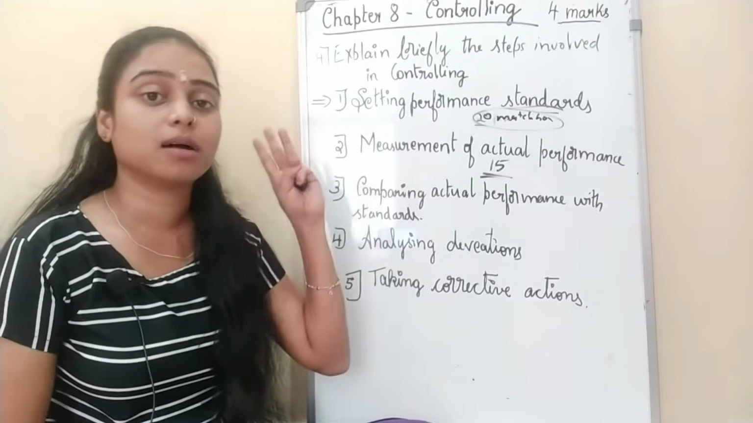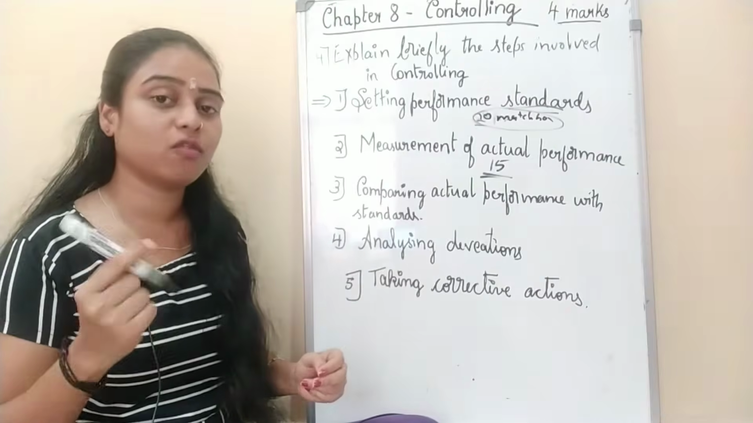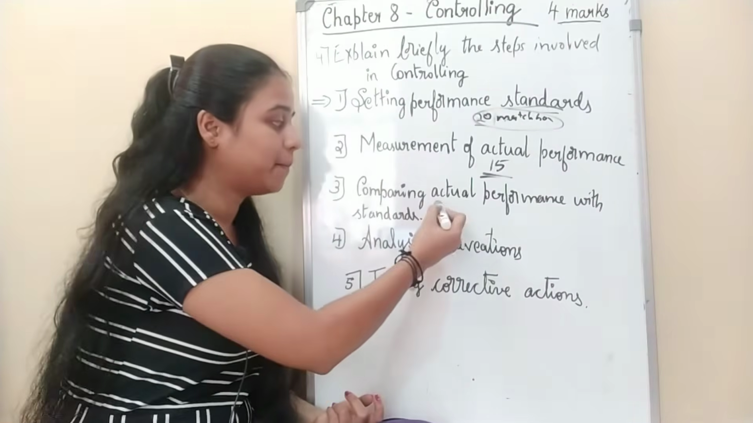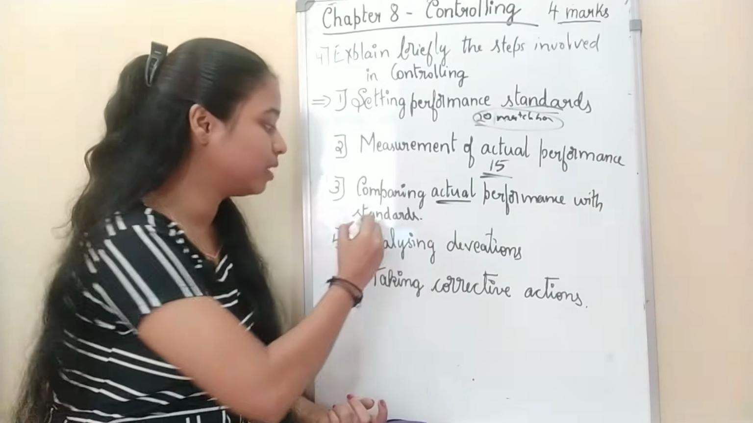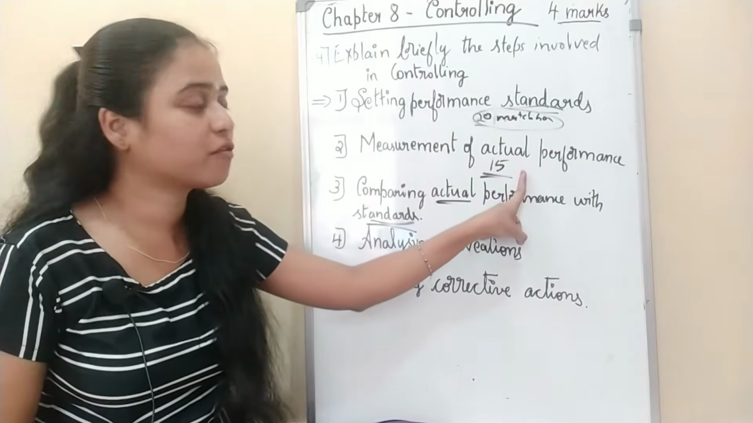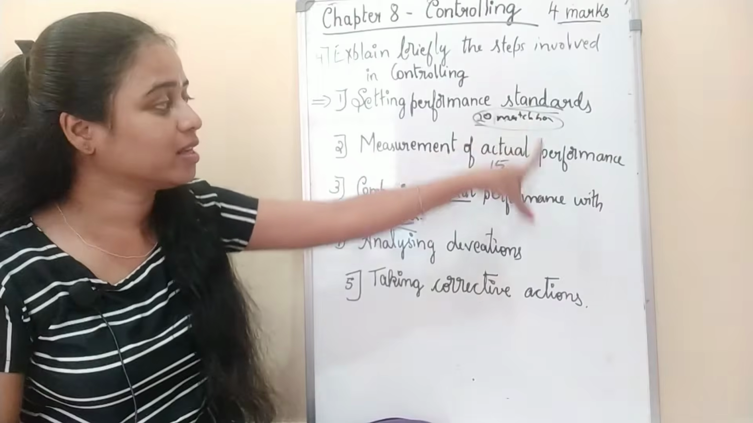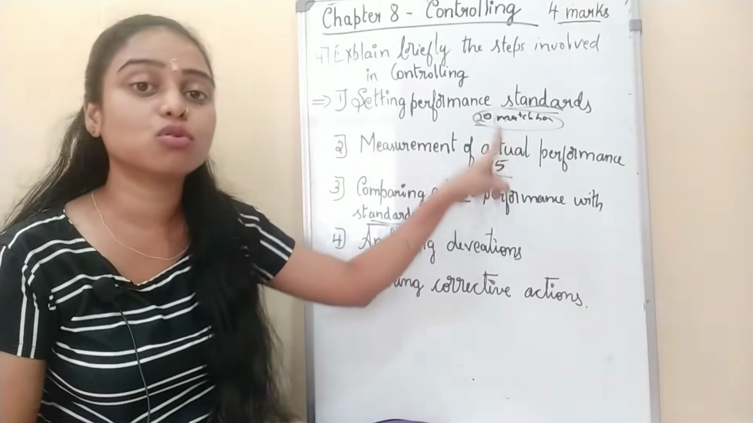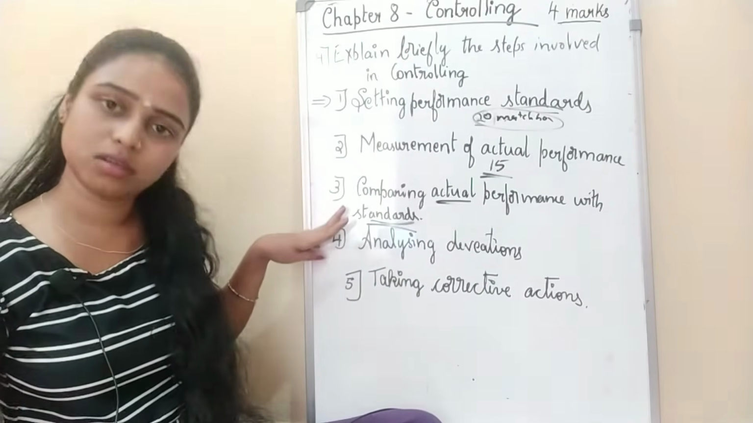Then comes the third process. In the third process, what we are doing is comparing the actual performance with the standards. How much standard did we set, and how much is the actual performance? We are going to compare these two. That is our third process.